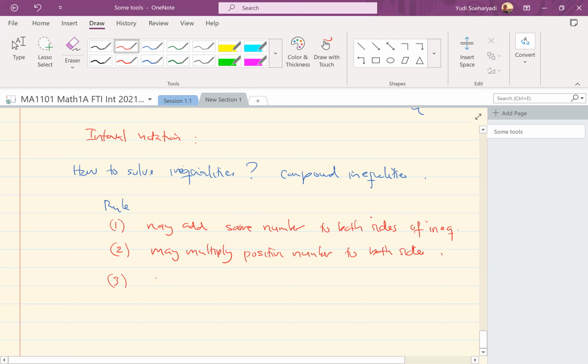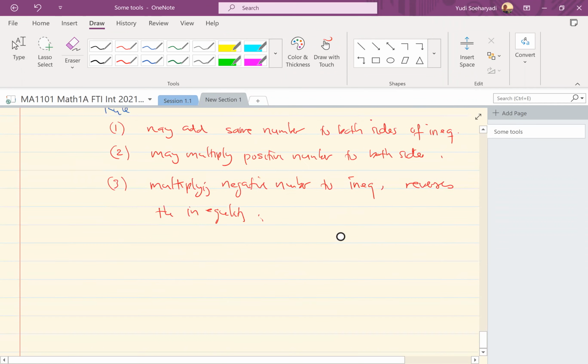The third one, if you multiply negative numbers to an inequality, it reverses the inequality. Right? Okay, so that's the rule.